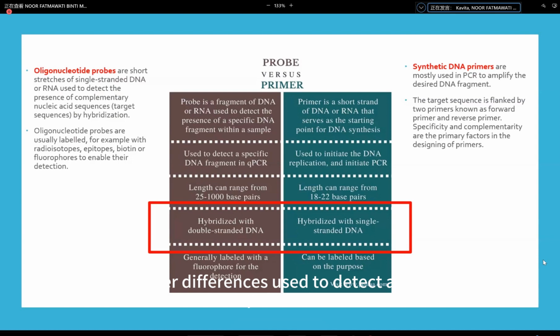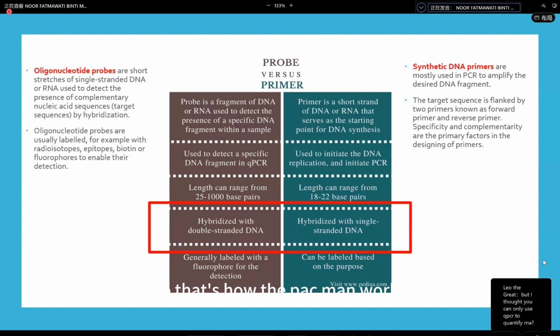Okay, the other difference: primers are used to detect a specific DNA fragment in qPCR, and then used to initiate DNA replication and PCR. So see, in the second line, it says used to detect specific DNA fragment in qPCR. Basically, in real-time PCR or qPCR, it is a combination of primer and probe. The primer initiates, and the probe has a quencher and also the fluorescence together. So that's how TaqMan works.